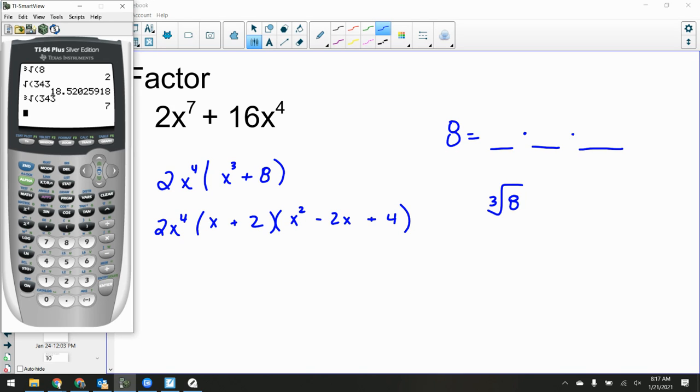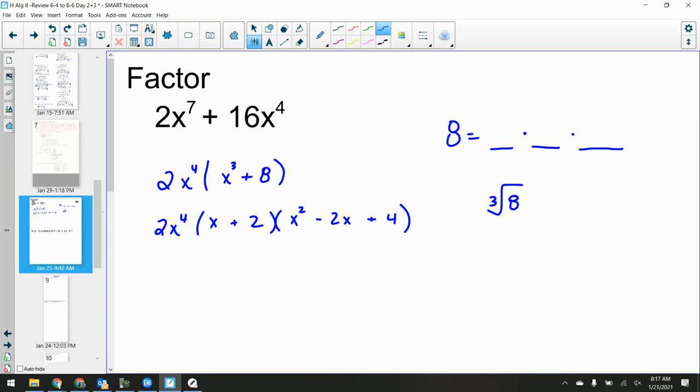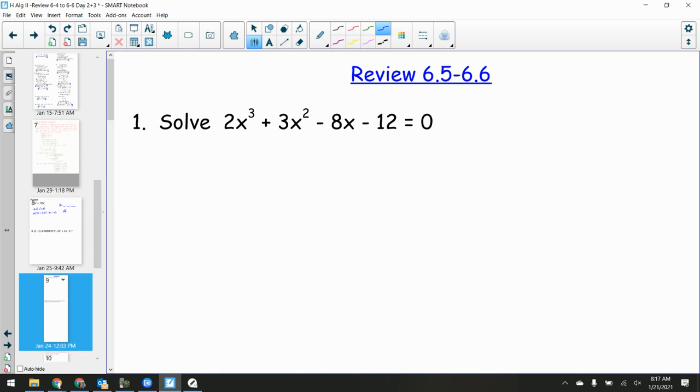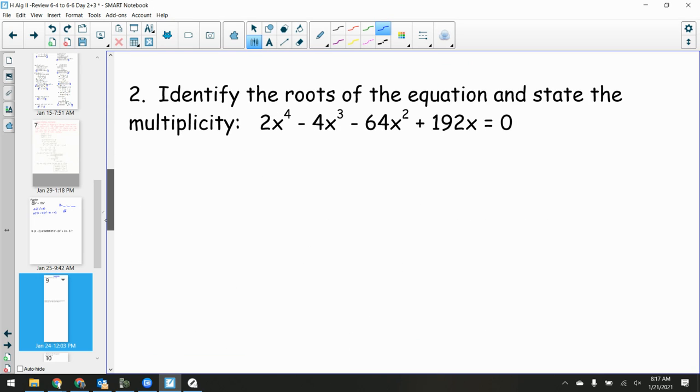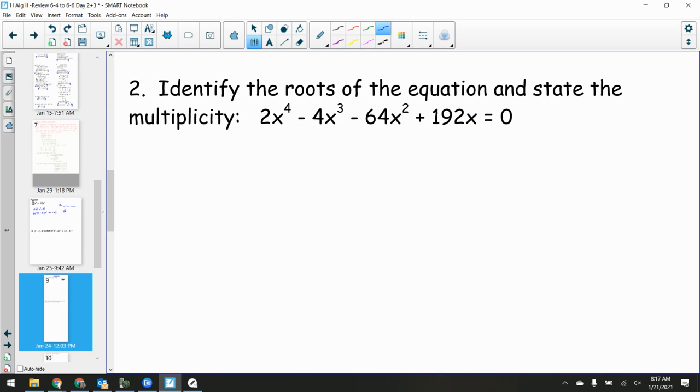All right, questions about that one? Algebra is overly confusing and frustrating. What? Yeah, at times, yes. That is not wrong. All right, here we go. You know what? I want to do one where I have to state the multiplicity.